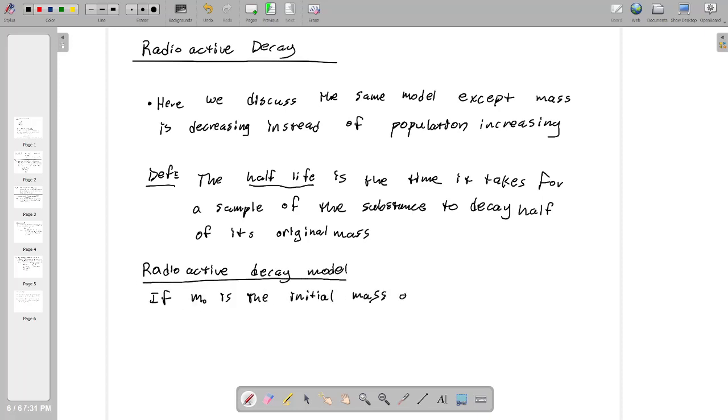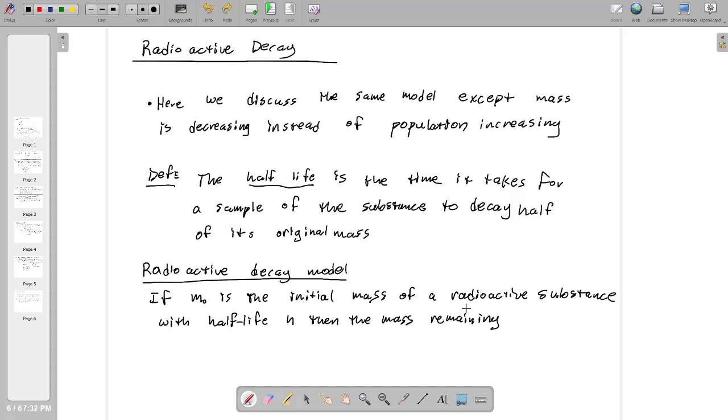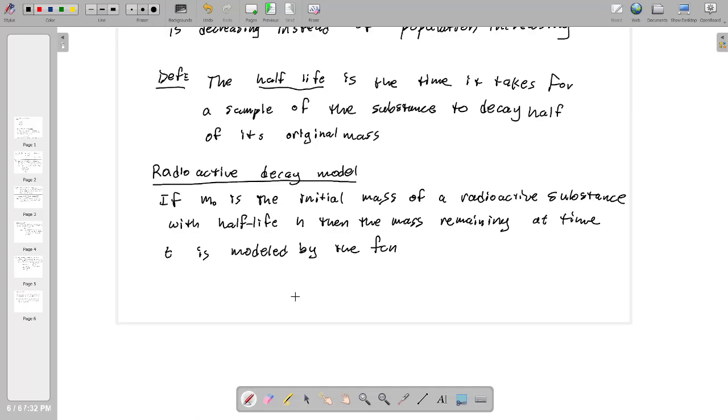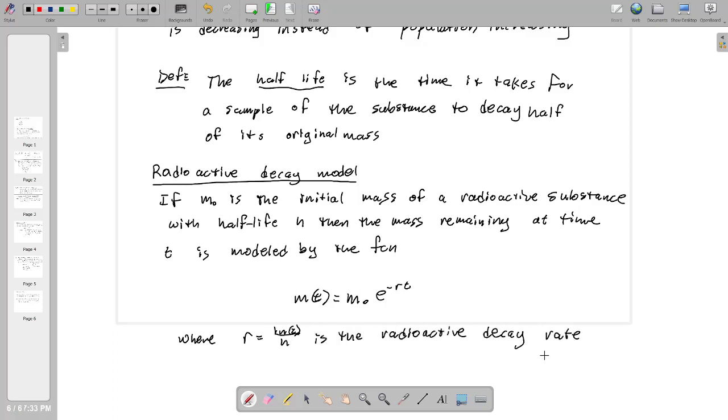If m sub 0 is the initial mass of a radioactive substance with half-life h, then the mass remaining at time t is modeled by the function m of t equals m sub 0 e to the negative rt, where r equals ln of 2 divided by h is the radioactive decay rate. So in this model, we start with m sub 0 mass. And then over time, that mass is going to reduce just by radioactive decay. So it's just going to continually reduce at some rate, r.